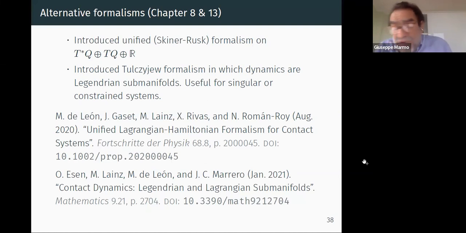So I am wondering, as a general comment, if one should not go beyond the Hamiltonian vector field in the sense of exact contact.